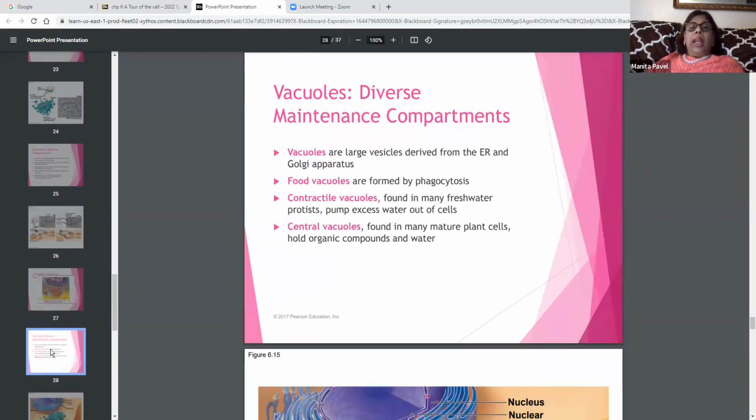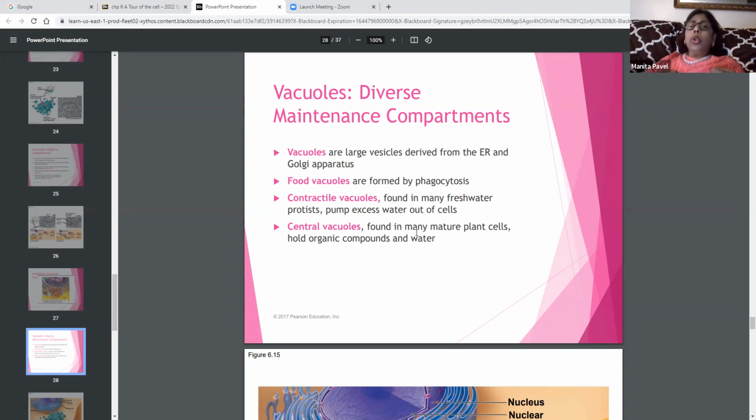Now, if we go to a vacuole, we know plant cells have this large central vacuole. What are vacuoles? They are large vesicles. They can be derived both from the Golgi apparatus as well as from the endoplasmic reticulum. But you have other types of vacuoles in lower organisms. You have food vacuoles. We have contractile vacuoles like in amoeba and other protists.